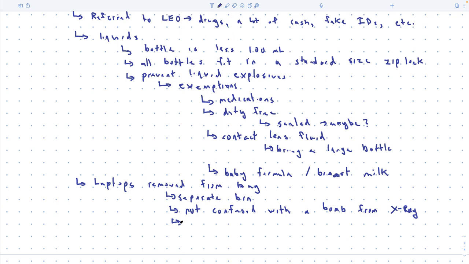The second thing is, could you put a bomb in a laptop? Yeah, so you could. It could actually be a bomb. And so how do I tell whether your laptop is a bomb or not? So I put it through the x-ray. It already looks like a bomb, so whatever. I can't really tell. So now I'm worried, is that actually a real laptop or is it not?